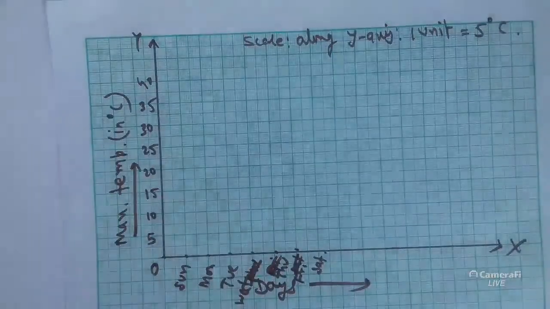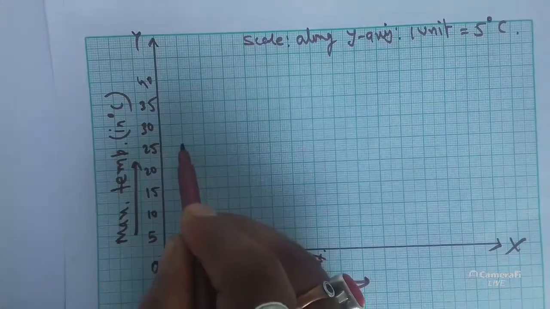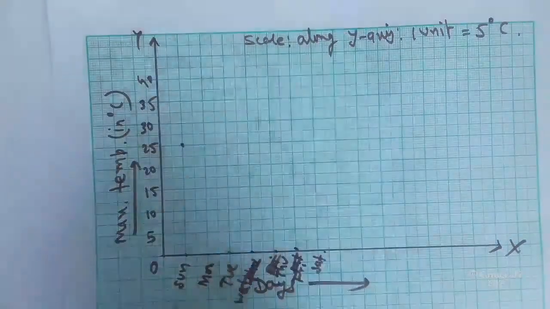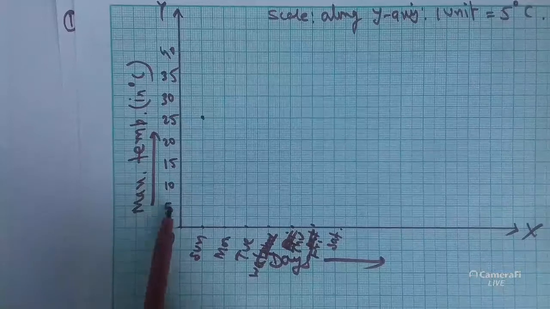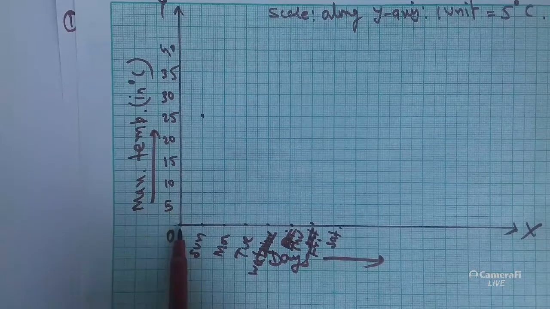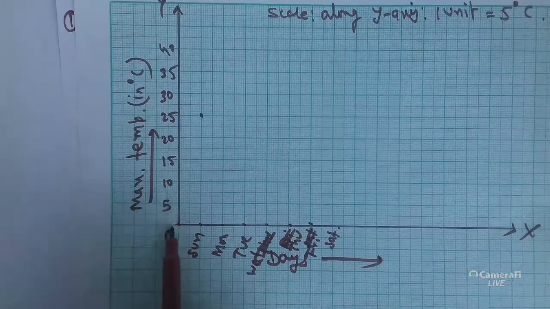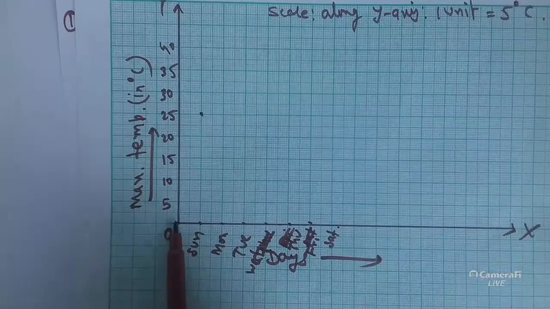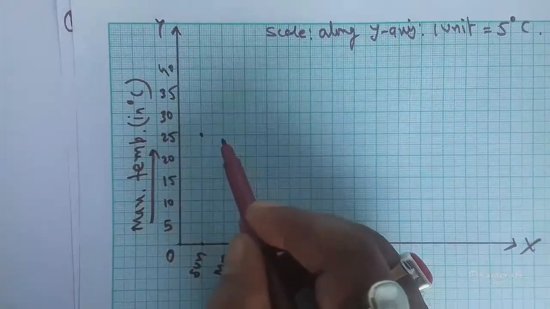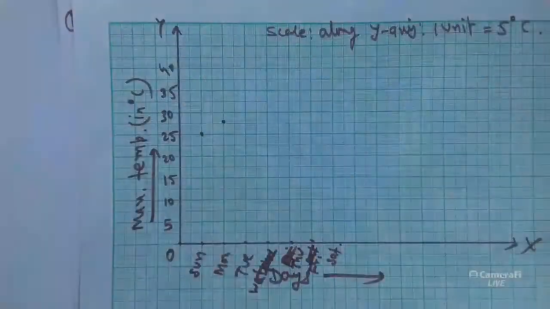Now on Sunday the temperature was 25 degrees centigrade. Then on Monday 28. So here you can see, students, in 1 unit there are 10 small lines. That means one box has been divided into 10 equal parts. I have taken 1 unit is equal to 5, so 2 small lines is equal to 1. If we want to take 28, then after 25 we have to take 6 small lines.